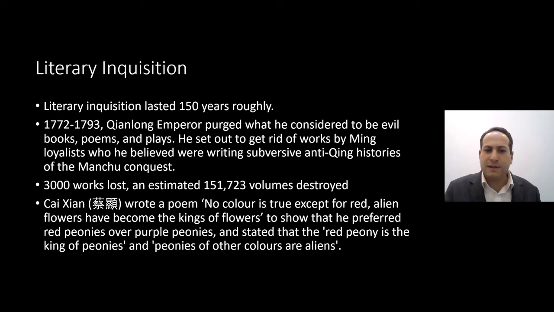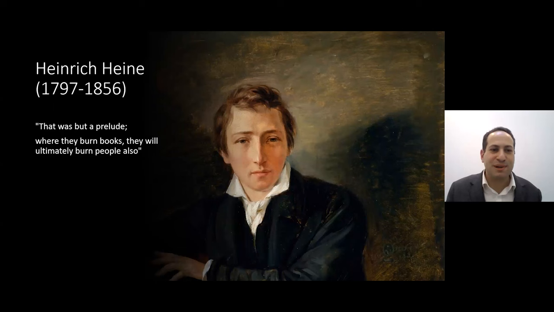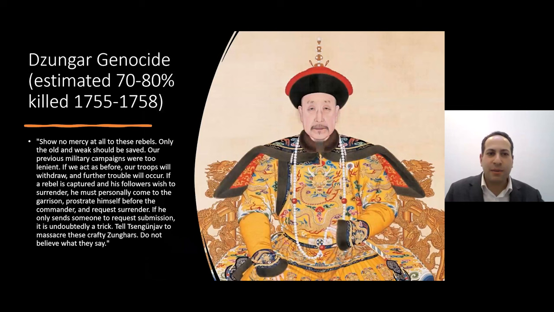So as well as patronage of arts and things, there was this going on at the same time. Heinrich Heine, of course, says this is a prelude: where they burn books, they will also ultimately burn people also. And indeed, the Qianlong emperor has been accused also of committing genocide. In his great campaign in the West, he pacified the Dzungar Mongols who had fought him.